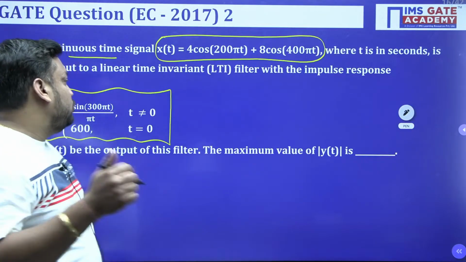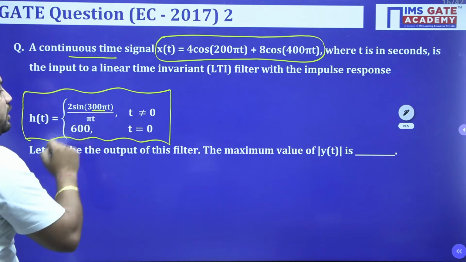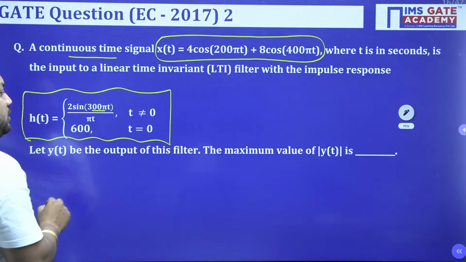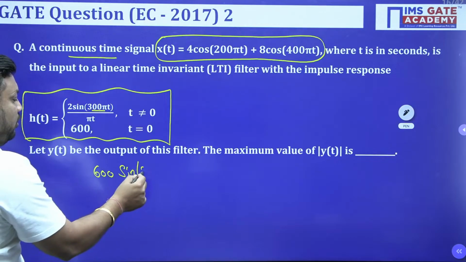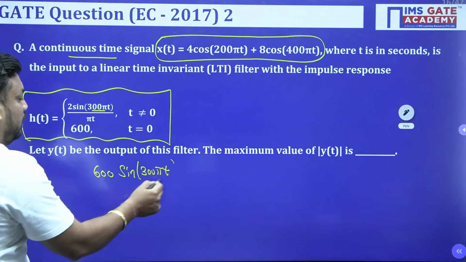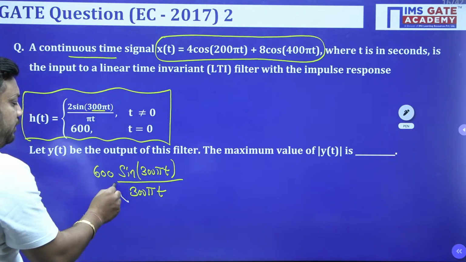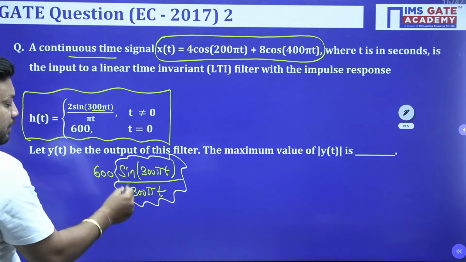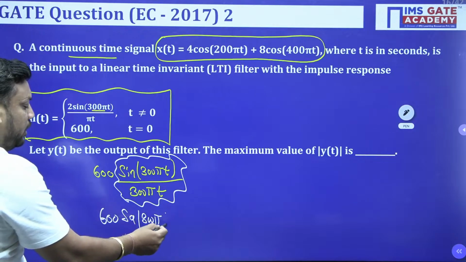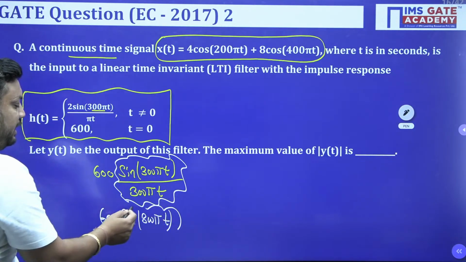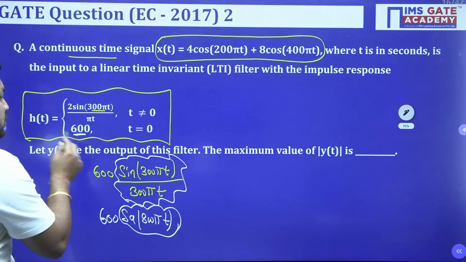So, students, here h(t) is 2 sin 300 pi t upon pi t, for t not equal to 0. If t equal to 0, we have to multiply and divide by 300, so it will be 600 into sin of 300 pi t upon 300 pi t. So what will it be? It will make the sampling function: 600 Sa(300 pi t). And we know that the sampling function at t equal to 0 is always 1. That is why at t equal to 0 it is equal to 600.